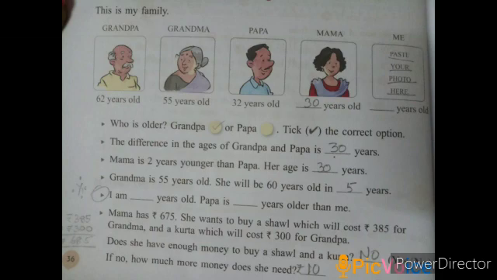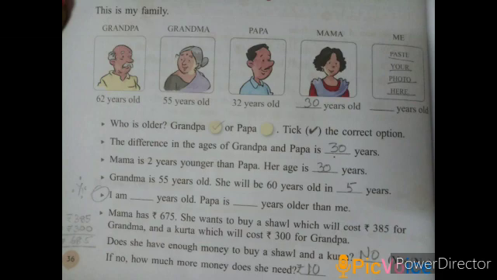Next, grandma is 55 years old. She will be 60 years old in dash years. So after 5 years she is going to be 60 years old. In the fill in you can fill in 5. Next one is for you. I am dash years old. Papa is dash years older than me. You have to write your age and compare with your father.